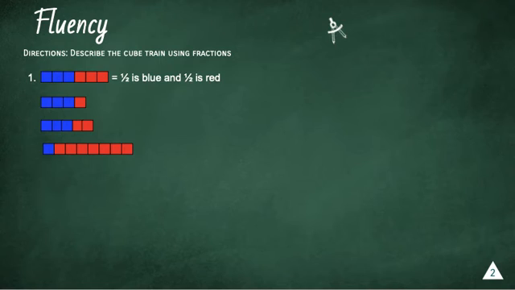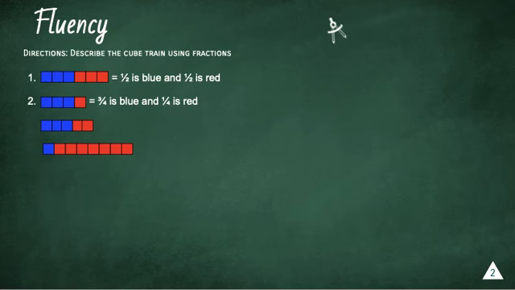Let's look at the next one. Think about what fractions you would use for this cube train. You see 3 blue and 1 red. If you guess that 3/4 is blue and 1/4 is red, you are correct.